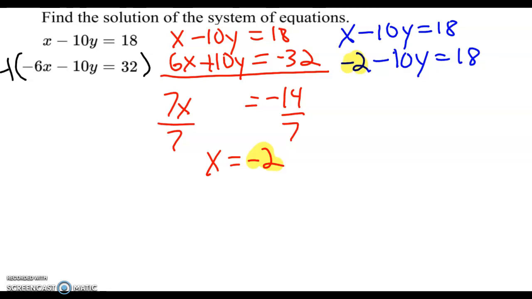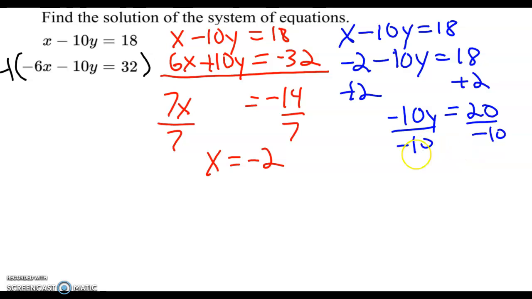Now I'm going to go ahead and solve the one variable equation. So I'm going to add 2 on both sides. 18 plus 2 is going to get us 20. Now I got negative 10y is equal to 20. Divide by negative 10. 20 divided by negative 10 is going to give me negative 2. So now I have my complete ordered pair. I've got negative 2, negative 2.